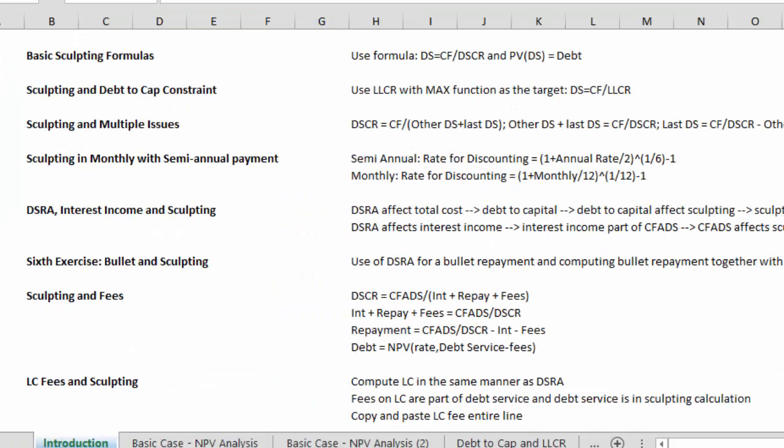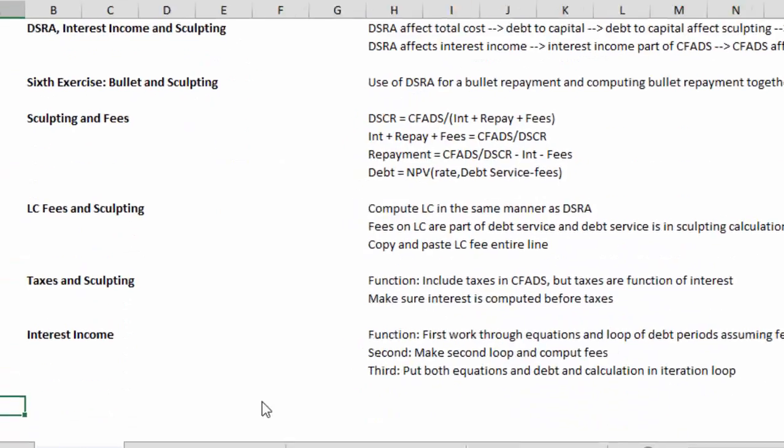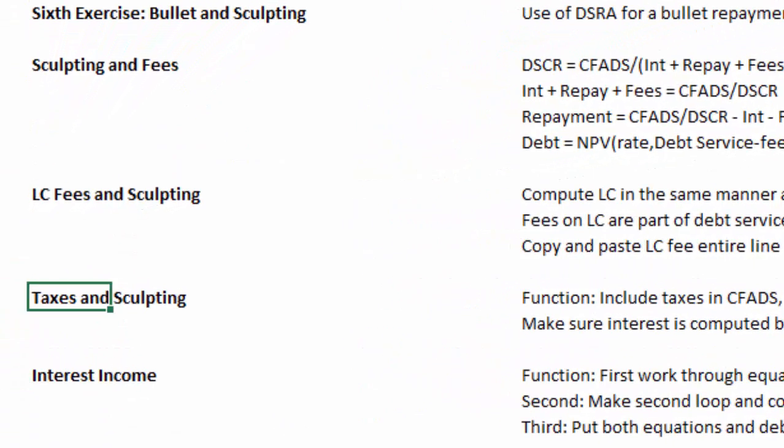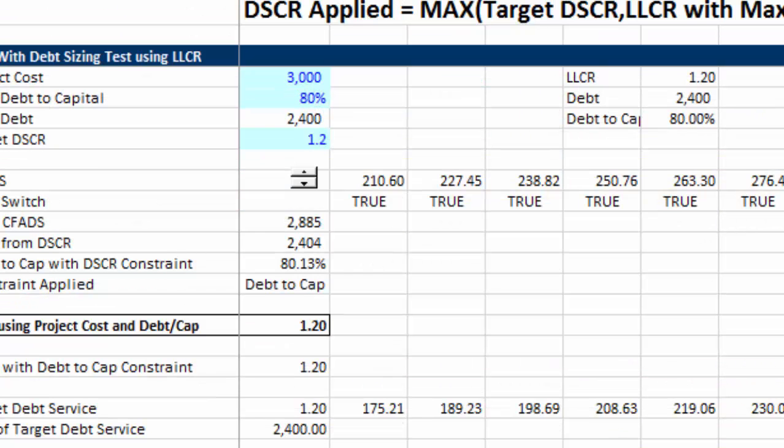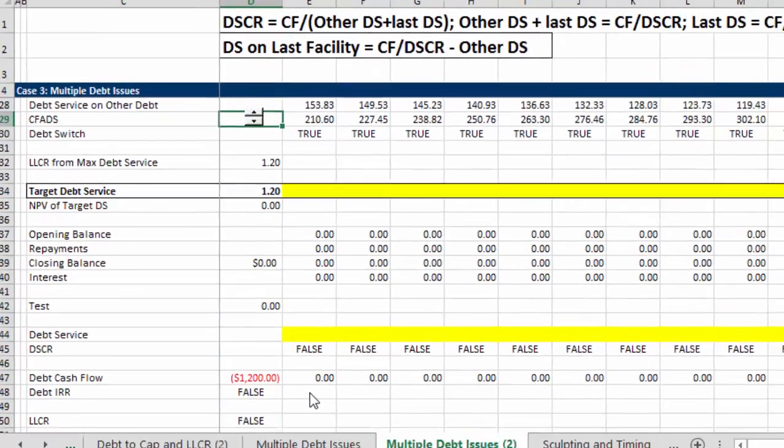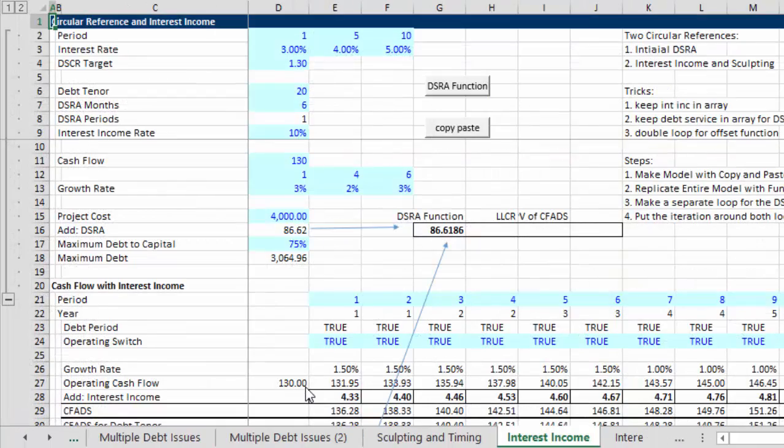Okay, here's a follow-up video to our last one. Our last one, we talked about fees. This time we're going to talk about letter of credit fees on sculpting. Now, the problem with this one, this is where it starts getting just horrible, because the letter of credit is driven by the debt service. The debt service is driven by the sculpting, and you get a circular reference.